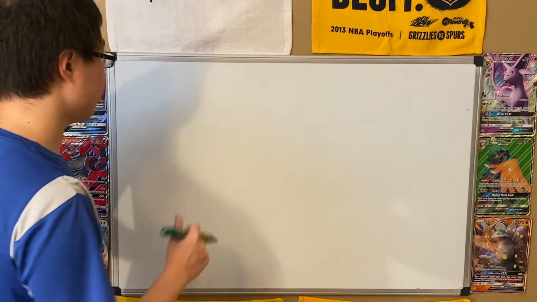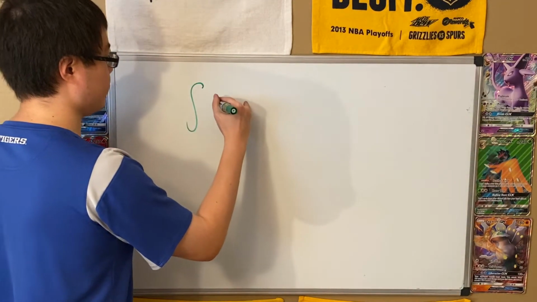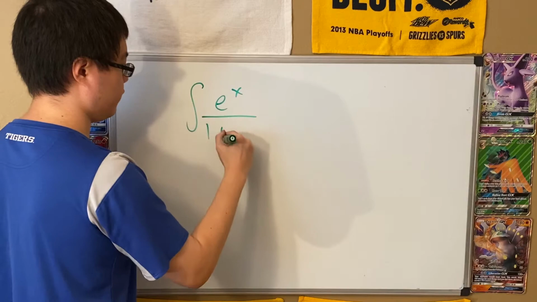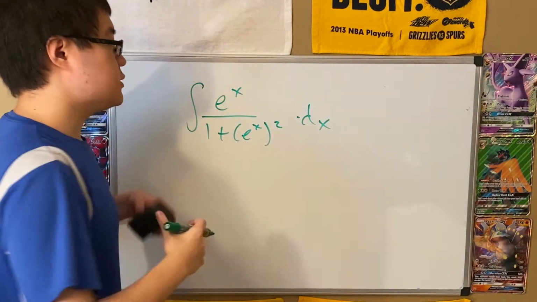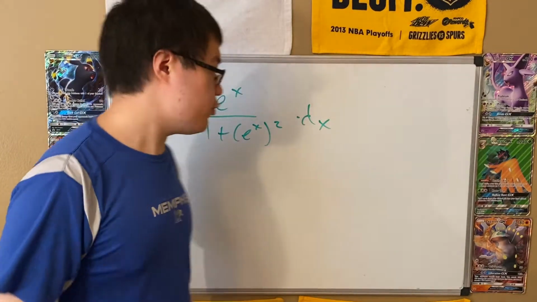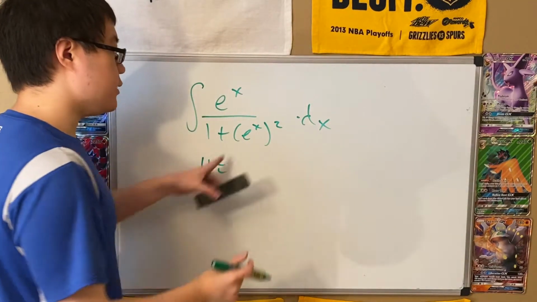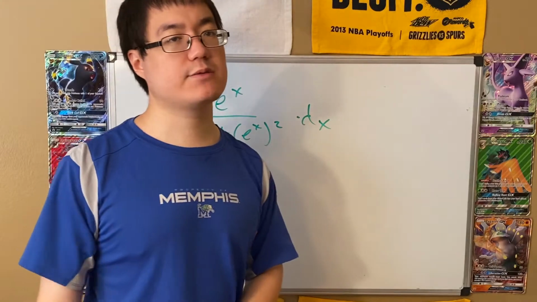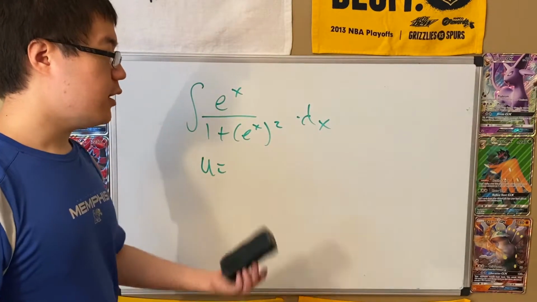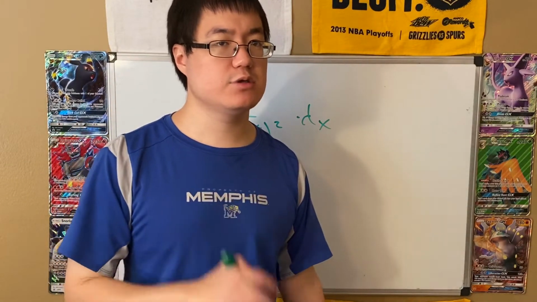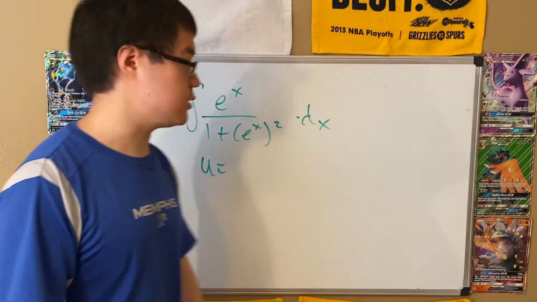So my last one of the video is going to be this, the integral of e to the x over 1 plus e to the x squared times dx. So why is this tricky? It's because there's so many choices for you. There's e to the x itself, there's e to the x squared, there's 1 plus e to the x squared, there's all of this stuff. So again, what we want to do is use our hints in order to try to choose this u.